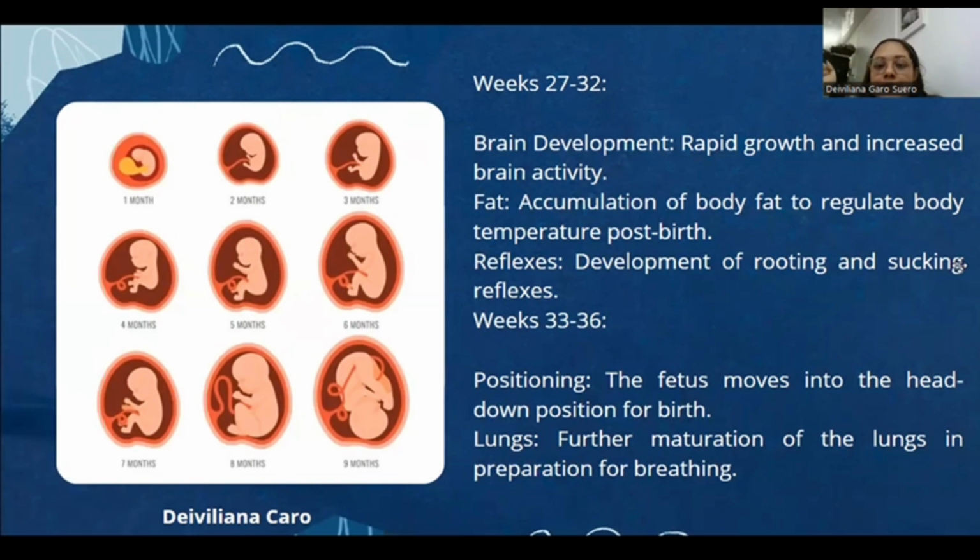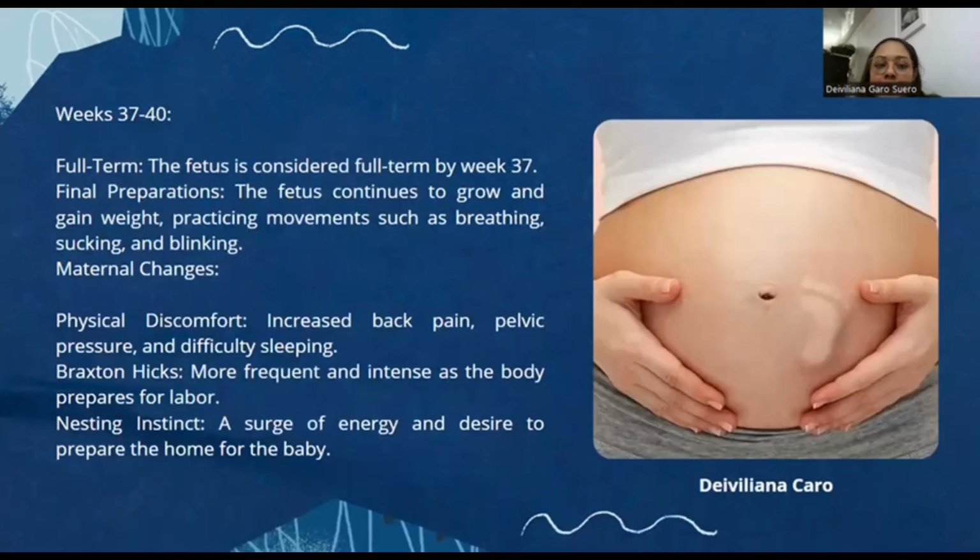Weeks 33 to 36. Positioning: the fetus moves into the head-down position for birth. Lungs: further maturation of the lungs in preparation for breathing. Weeks 37 to 40, full term. The fetus is considered full term by week 37. Final preparations: the fetus continues to grow and gain weight, practicing movements such as breathing, sucking, and blinking.